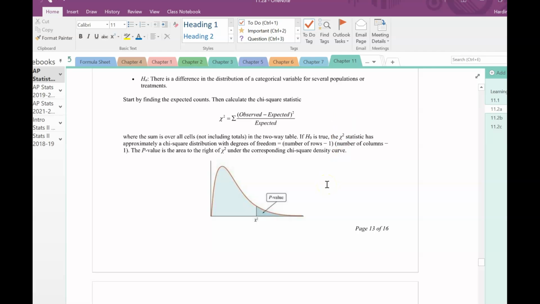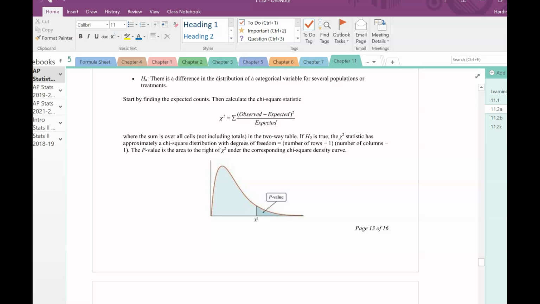And then we went to find the p-value using that test statistic. The p-value is always from our test statistic to the right. And we found the degrees of freedom by doing number of rows minus 1 times number of columns minus 1. And this gives you the p-value for the test.